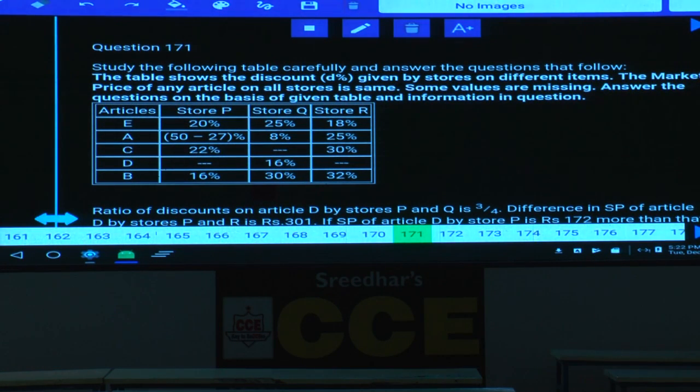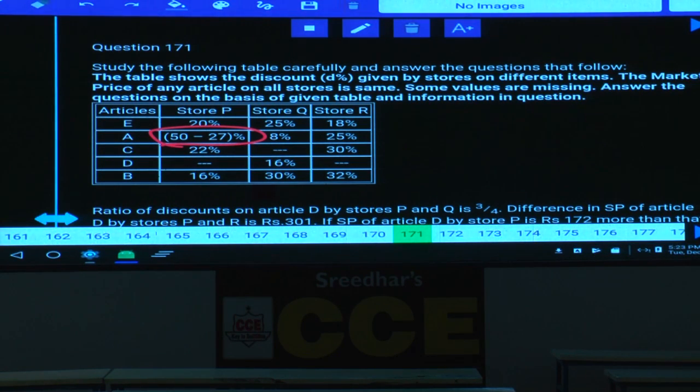See, the table shows the discount percentage given by stores on different items. The market price of any article on all stores is the same. Some values are missing. So we have stores P, Q, R. Articles A, B, C, D, E, not in a particular order. Don't worry about this.